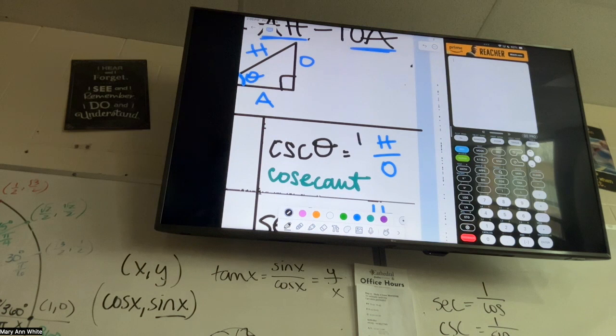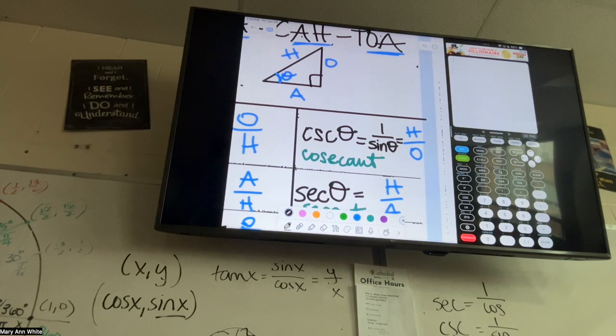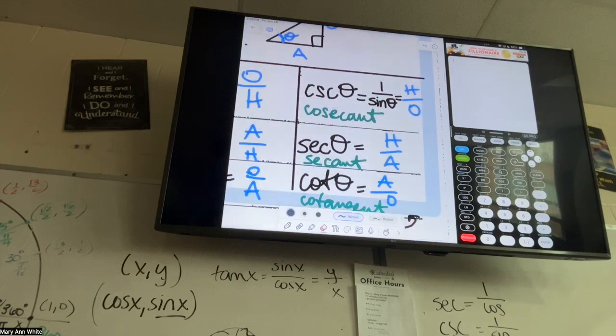Okay. I'm going to write cosecant is going to be 1 over sine of theta. So on our little chart that I made you write, we just went h over o. I would maybe make it 1 over sine. Same thing for secant. We're going to make that 1 over cosine. And then last for cotangent, we'll move that O and that A over O over, and we'll make that 1 over tangent theta. That way you will have that in your notes now.